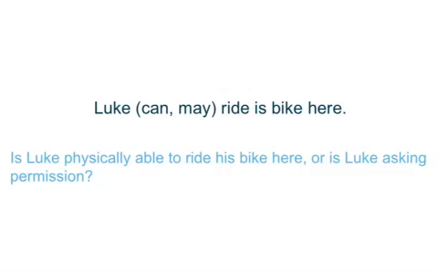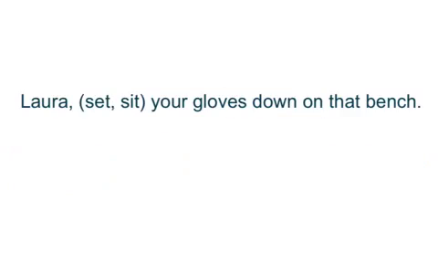Now, if that friend accepts the invitation, you can say Luke can or may ride his bike here. And we just caught another typo. Okay, Luke can or may ride his bike here. Again, ask yourself this question. Is Luke physically able to ride his bike here, or is Luke asking for permission? In this case, we're talking about Luke being able to ride his bike. So Luke can ride his bike here.